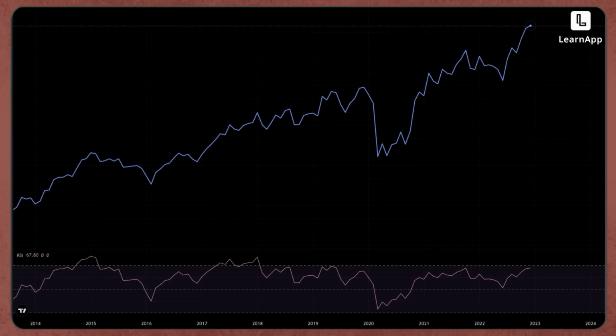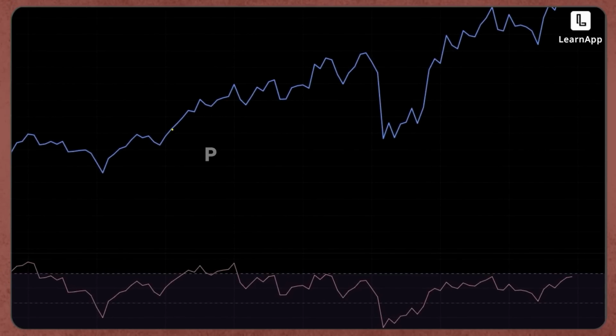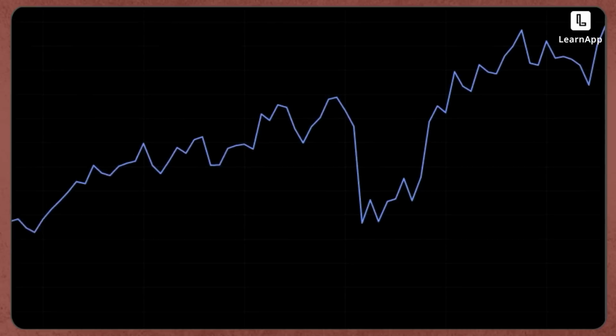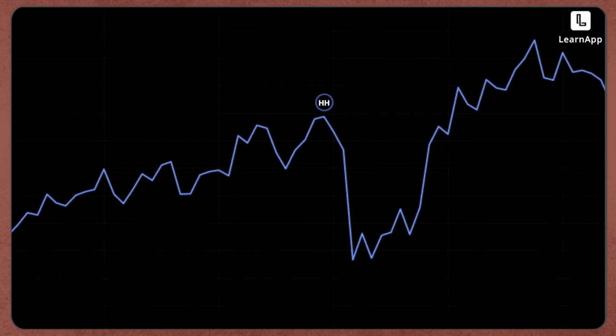If you just have a glance over it, the price and the RSI mimic each other. This made a higher high. On the RSI also a higher high was made. But sometimes this doesn't happen. Look at two scenarios over here on this chart itself. Over here, if you see this high, this is a higher high. Just like the one you drew here.